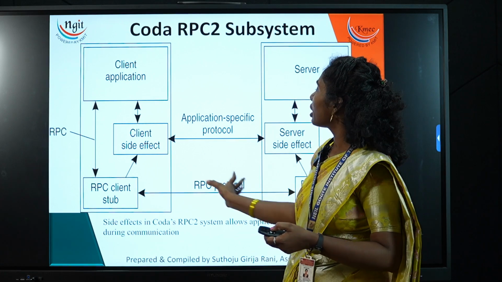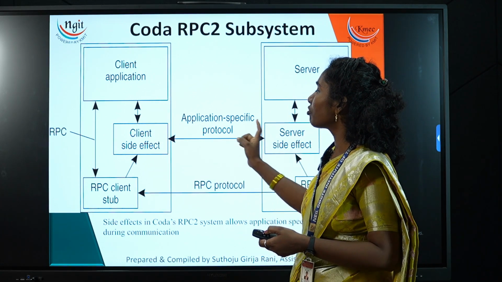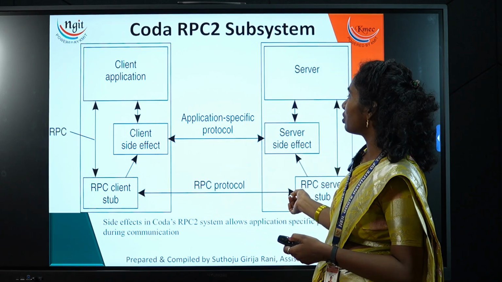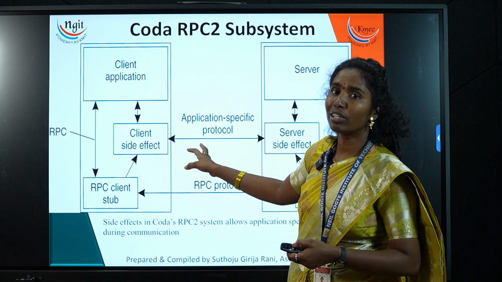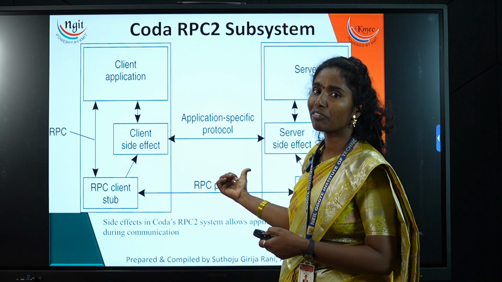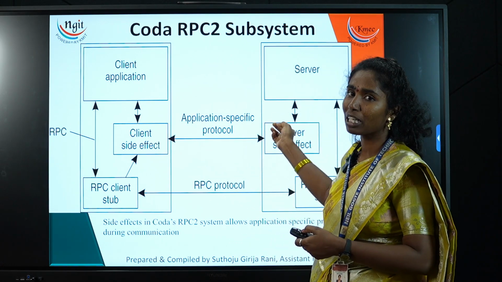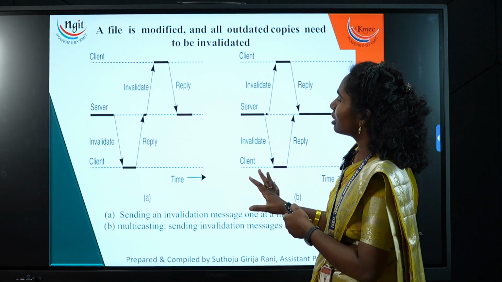From the server we are giving the data, but when we communicate with each other, there are a few side effects from the RPC client stub and RPC server stub. The application specific protocol will be dealing with these kinds of side effects, and we can communicate directly from the client application to the server application on the top layer also. So this is a basic thing.